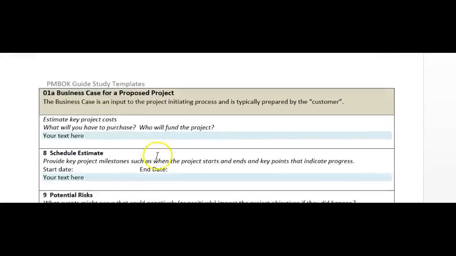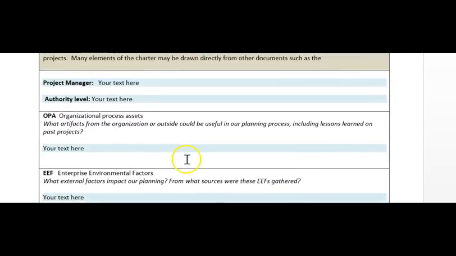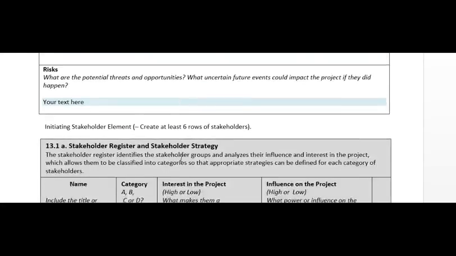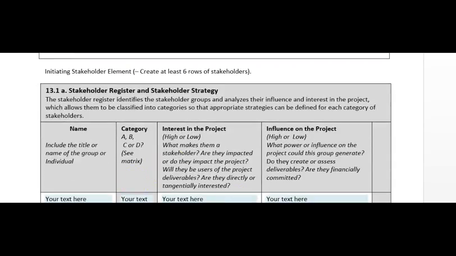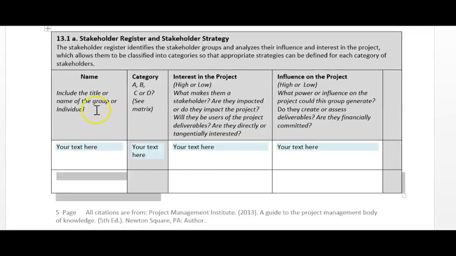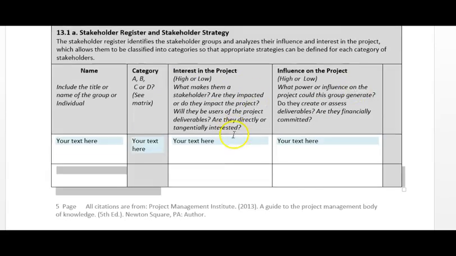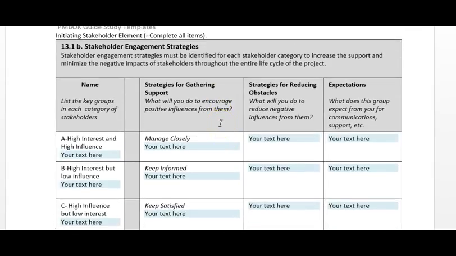So let's go down to the stakeholder templates here. The first element is a document that lets you identify each stakeholder or stakeholder group, categorize them according to their interest in the project and their influence on the project. Then it walks down and talks about stakeholder engagement strategies. What could you do to make sure that throughout the project you encourage positive influences and reduce obstacles? And what are their real expectations?